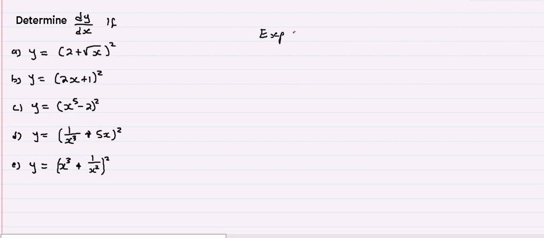Number 1, if you are given brackets, for example (a plus b) squared, you expand the brackets, which is going to be a plus b multiplied by a plus b. When you expand, it's going to be a squared plus 2ab plus b squared. Then you expand the brackets, then after that you apply the rules.